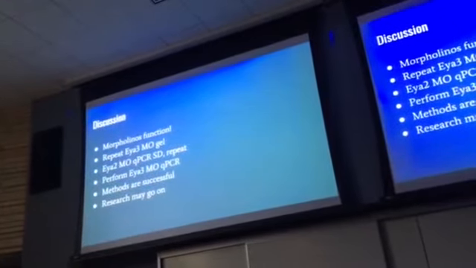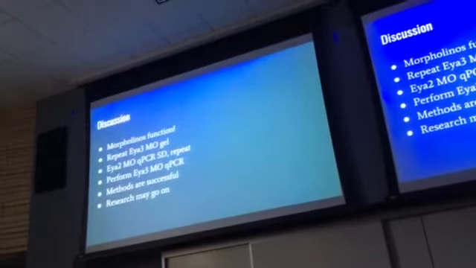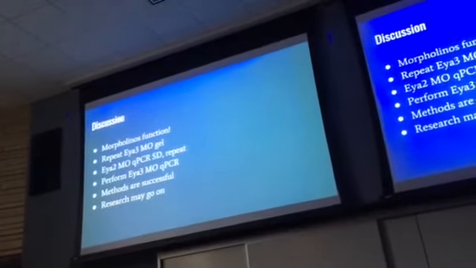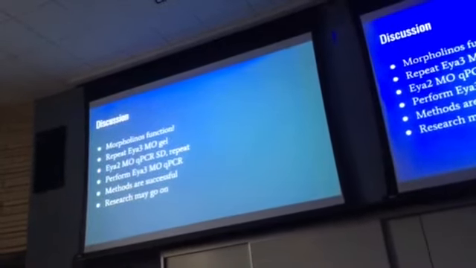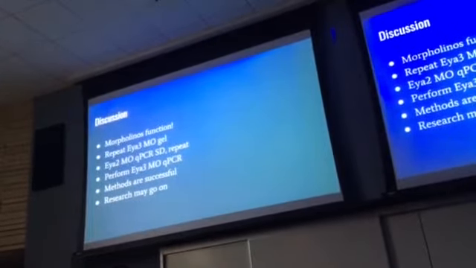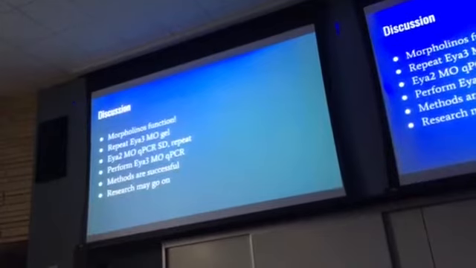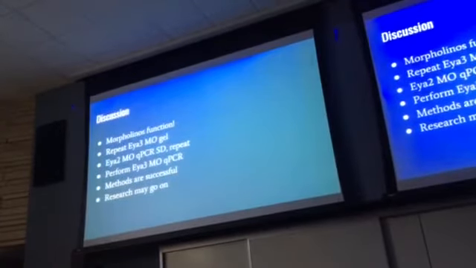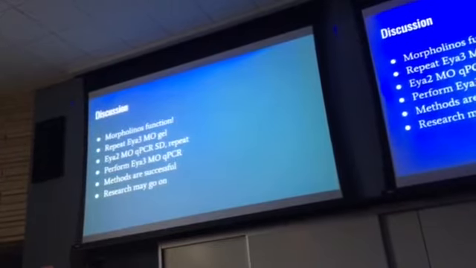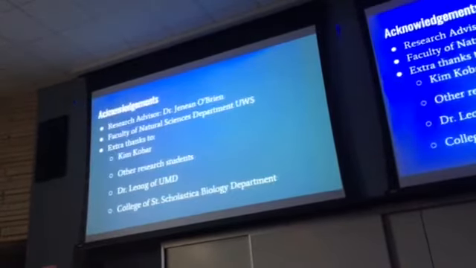So as you can see, there was no IA3 morpholino qPCR graph. That needs to be done as we ran out of time, but overall, the methods are successful. The way in Dr. O'Brien's lab they study the function of IA2 and IA3 in development of tissues, that through morpholino injections, it works. So that means the research can go on.